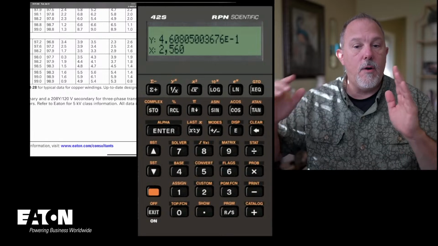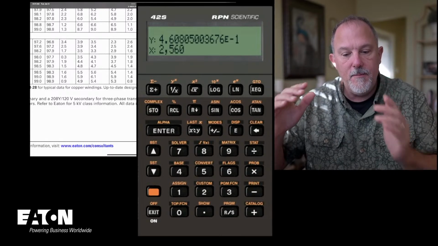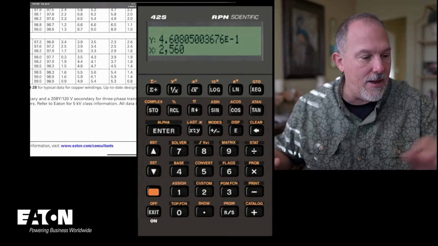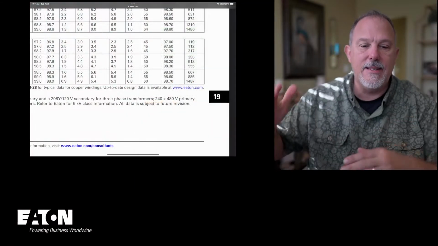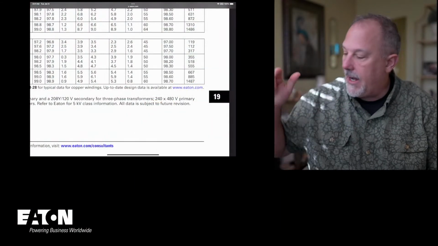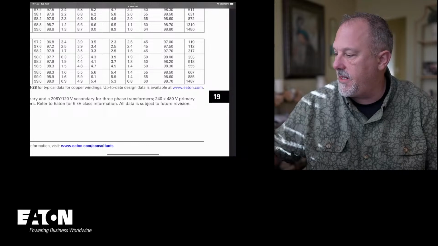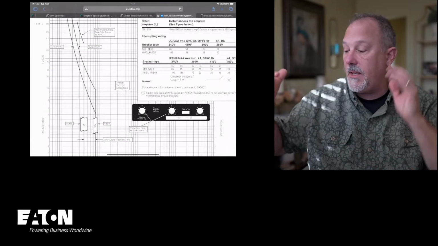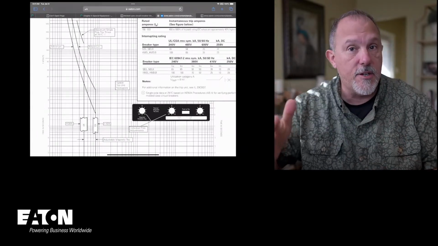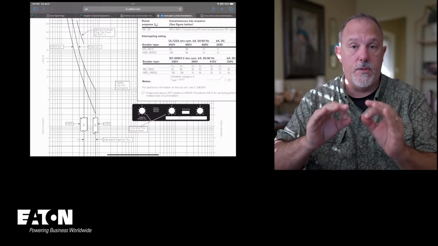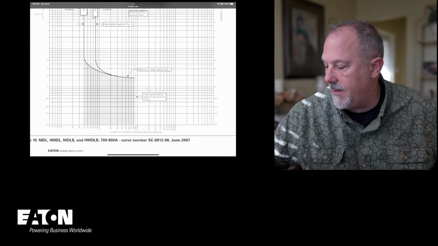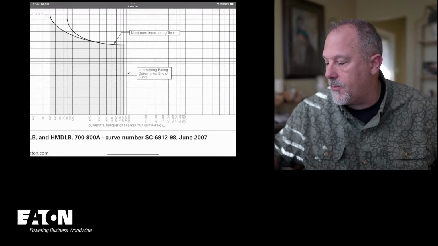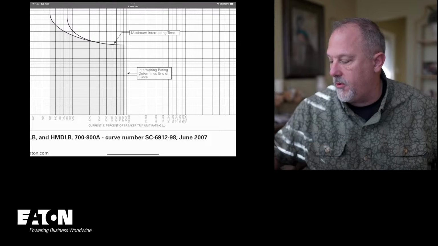1487. So if I put my, hey Jim, if I bring my instantaneous down, whoop, hold on. If I bring my instantaneous down to the minimum on this MDL breaker, then I will be above the inrush current of the transformer. So I'm golden. So what that means is, if I'm at 4 times, now this is current in percent of breaker trip unit rating.